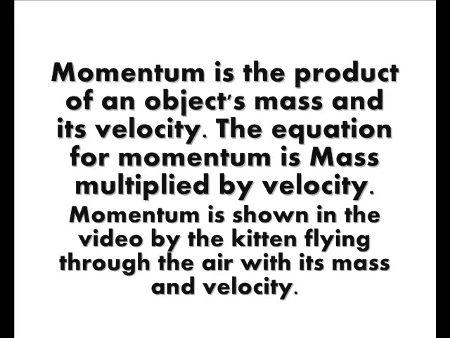Momentum is the product of an object's mass and its velocity. The equation for momentum is mass times velocity equals momentum. A 5-pound kitten flying through the air with its velocity is momentum.